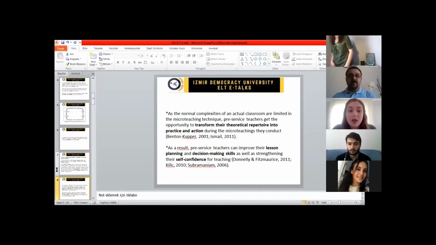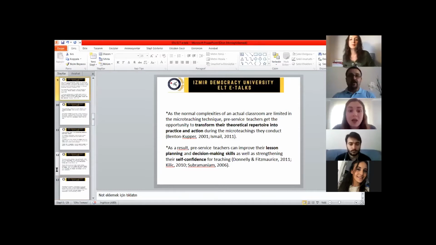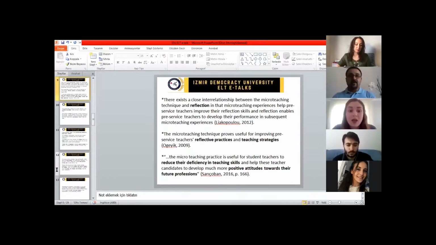Also, it improves their reflection skills, because when they conduct their micro-teachings, after the feedback session, they reflect on their experience and they try to improve their next micro-teaching in a better way, in line with the feedback they are provided by their friends or teachers. Also, as Sarı Çoban Hoca has mentioned, they can reduce their deficiency in their teaching skills, and they can develop much more positive attitudes towards their future professions.